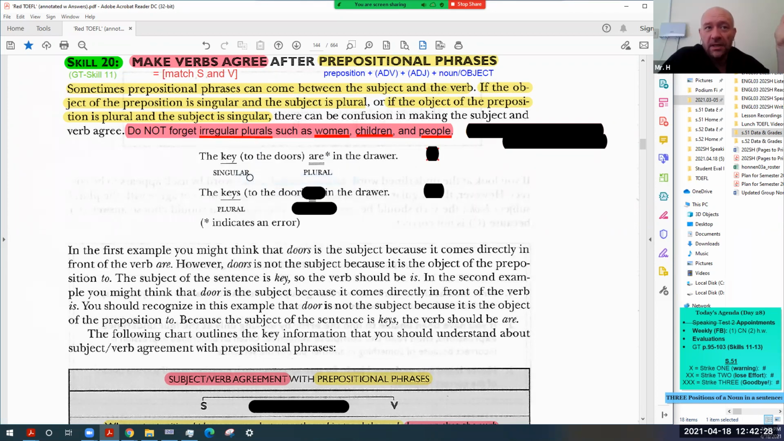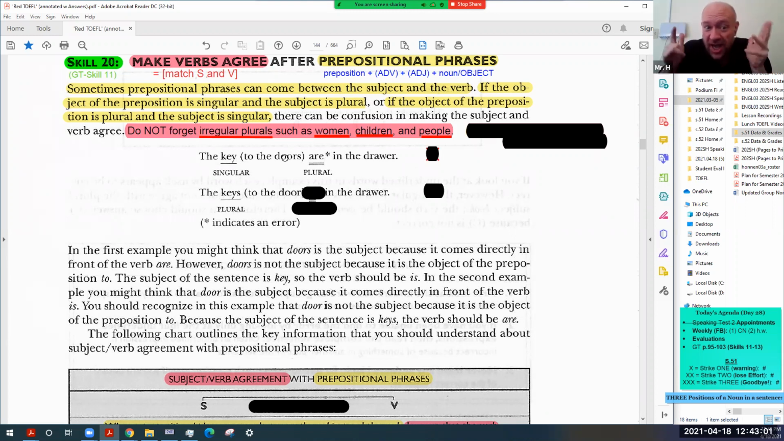But here, why is it incorrect? Because we need the singular verb like is. Okay, but tell me why can't I match it to the doors? The prepositional phrase is not the subject. The subject is the key. Exactly. Okay, doors, you guys, in this example, it is the object.